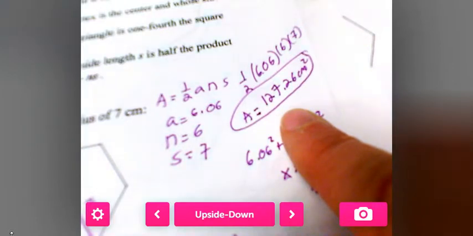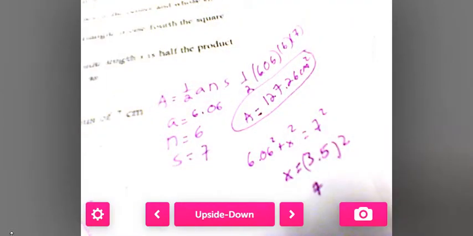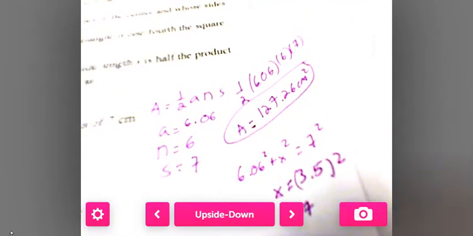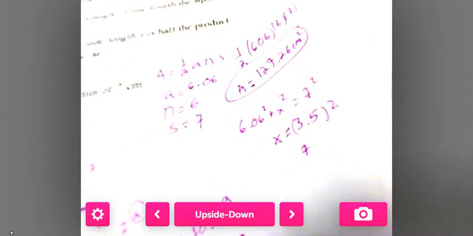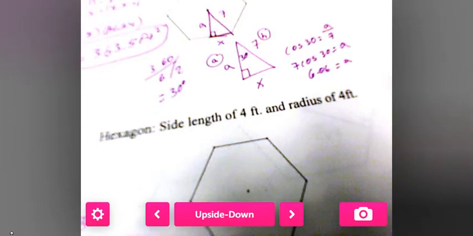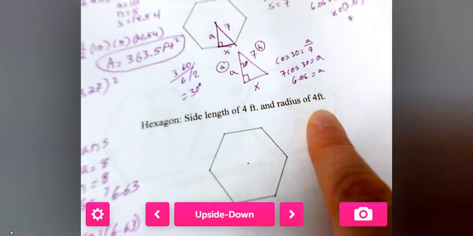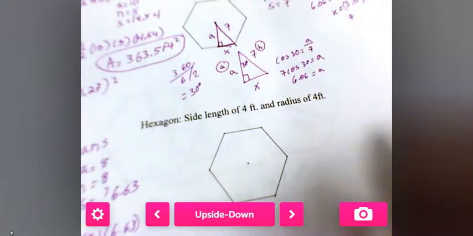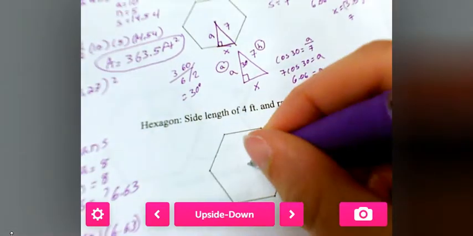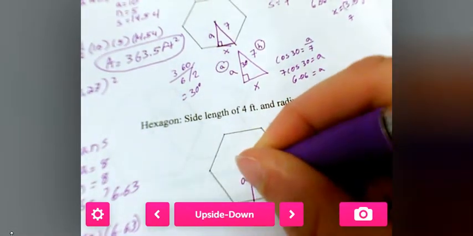Where you find the other side by using Pythagorean theorem. Why don't you try this last one on your own and then check your answer with me? It's easier, this last one, because it's got the side length and the radius. So you only have to find one thing. Okay? So let's drop that apothem. That's what I'm looking for.